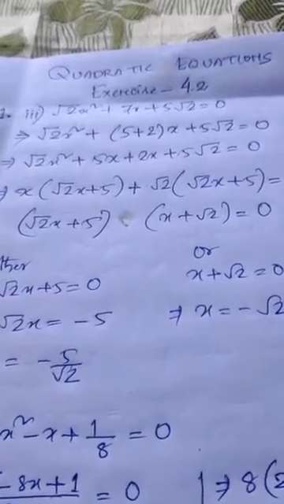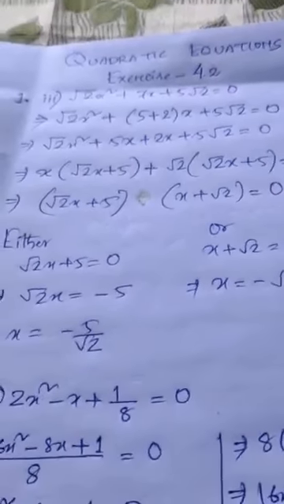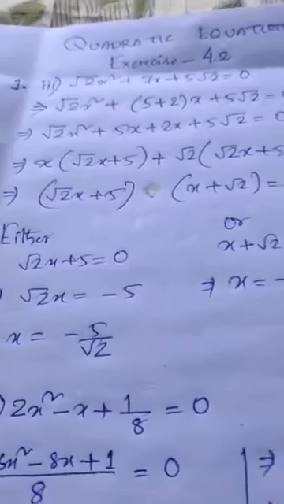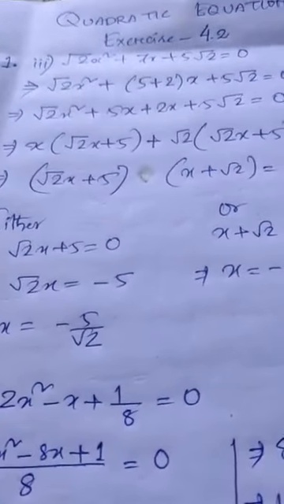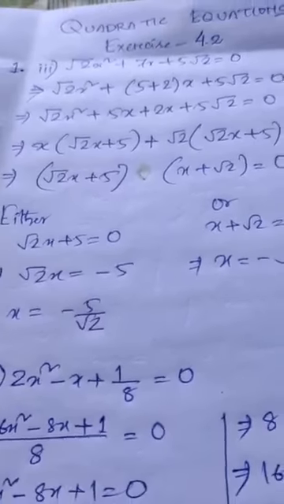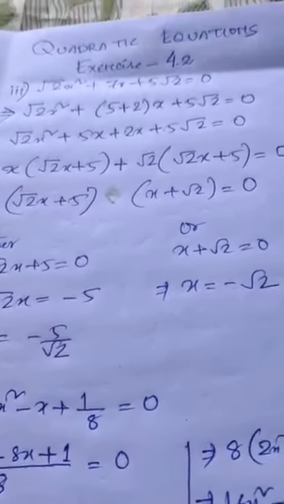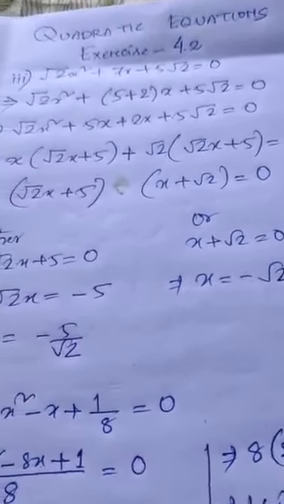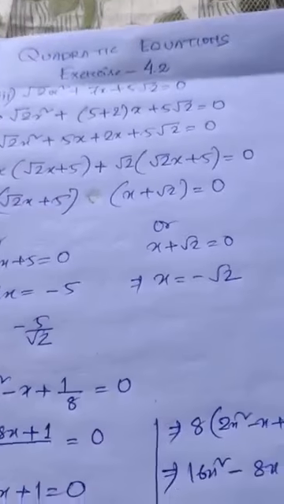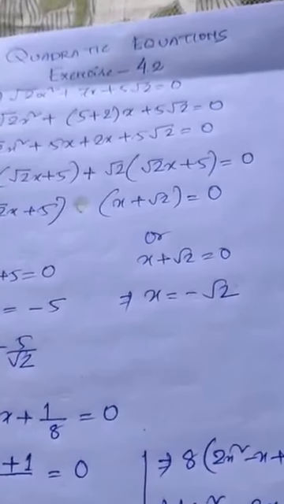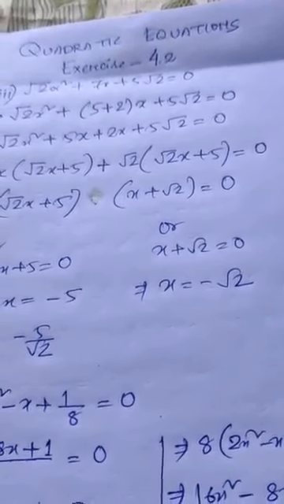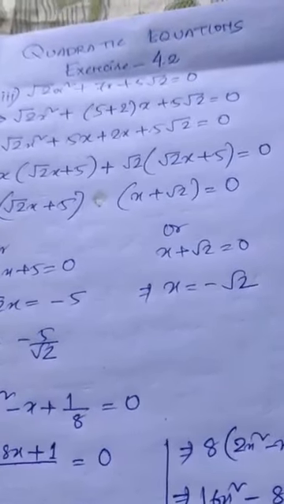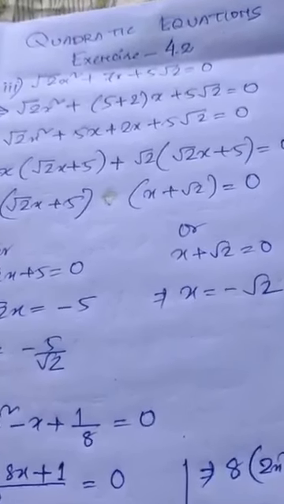So this is how our ultimate values are. Then either root 2x plus 5 equal to 0, from there you find out x, it will be minus 5 by root 2, which equals minus root 2. That's as simple as that. Hopefully you've understood this part. In this question, what you have to keep in mind was that you have to multiply the coefficient of x square with the constant.